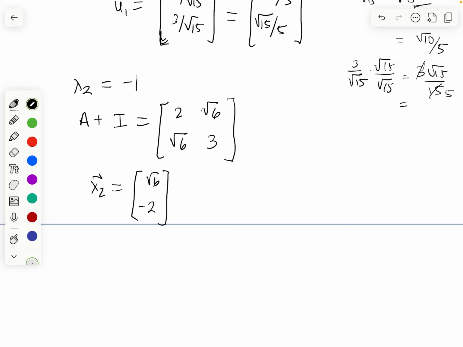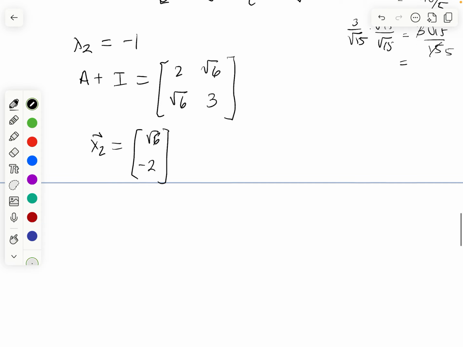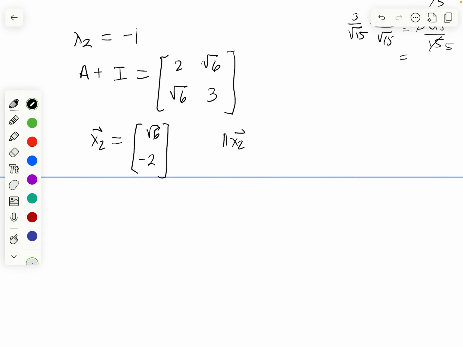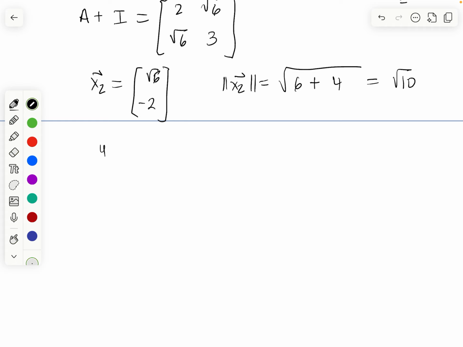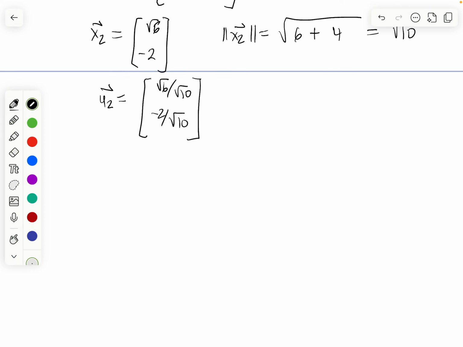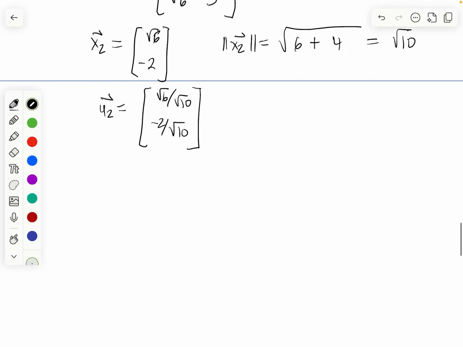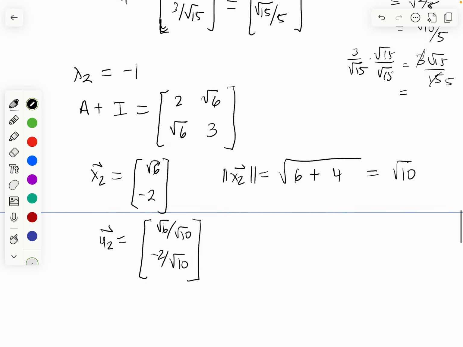All right, and so once you do this, we again need to find the length. So the length of this vector is the square root of the first component squared, that's 6, plus the second component squared, that's 4, so you get root 10. Okay, I think this time, instead of messing around with the algebra, I'm just going to leave it as root 6 over root 10, negative 2 over root 10. Okay. So that's the unit length eigenvector with eigenvalue negative 1.